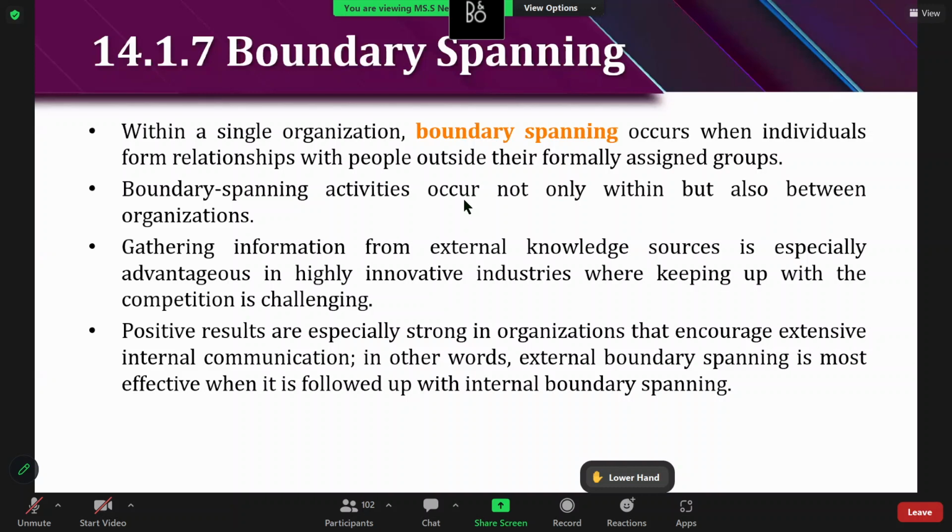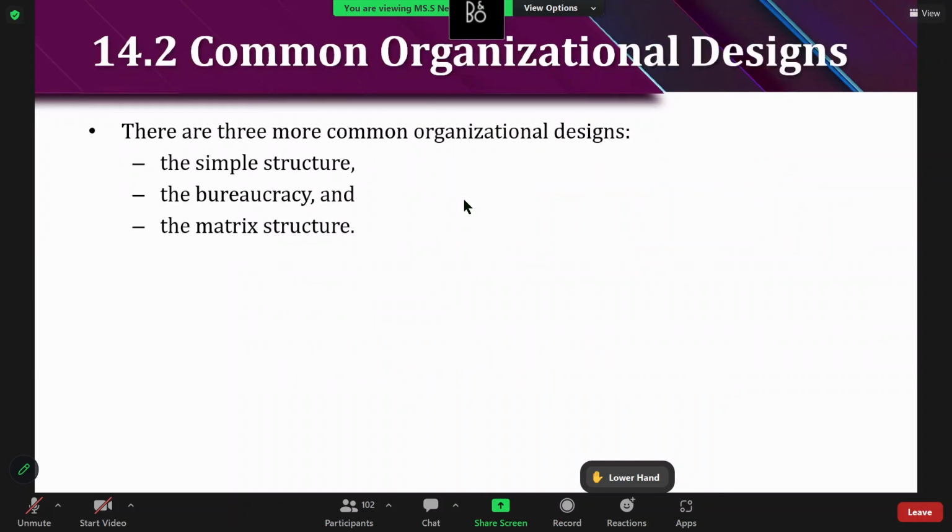Okay, so this is all about the 7 elements of an organizational structure. Is it clear? Anything to ask? Any clarification?